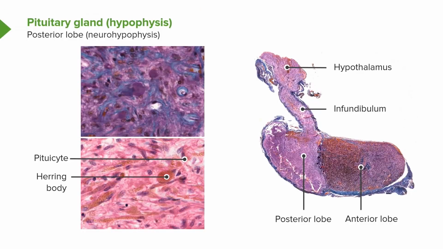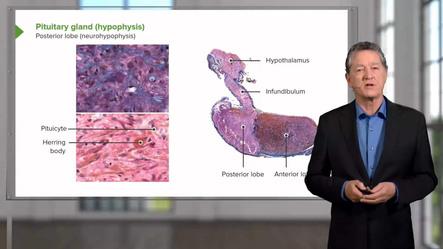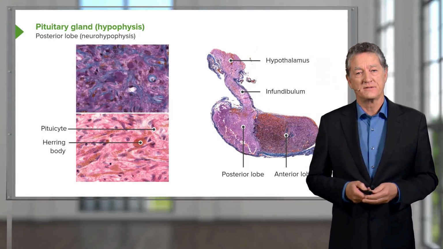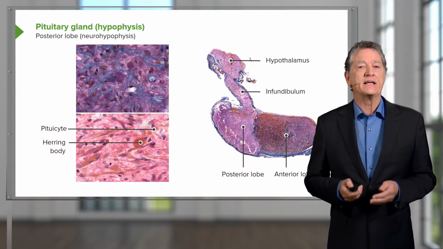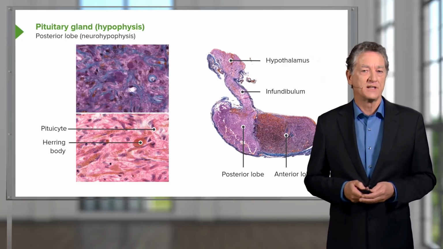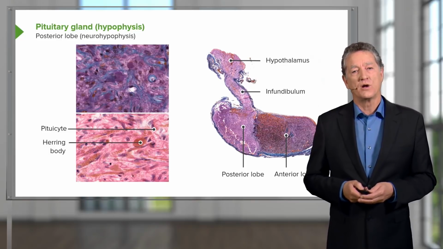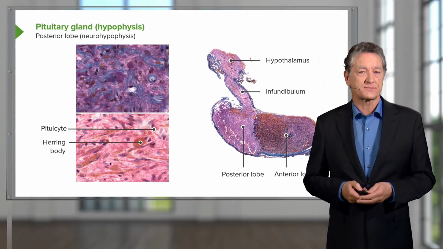So these Herring bodies are actually the terminal ends of these axons, and they swell up as they fill with oxytocin and/or ADH. Those secretory products are going to be released into nearby blood vessels, a process called neurosecretion. And those blood vessels are going to be fenestrated, a type of capillary that can easily mop up the secretory products from the interstitium and then carry them to the target organs located somewhere else in the body.